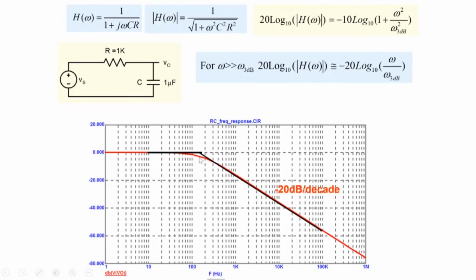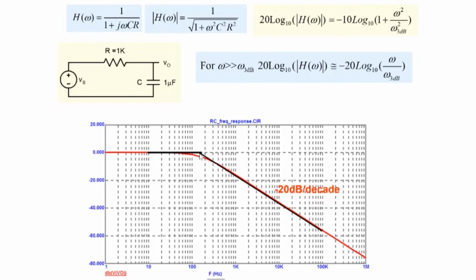Okay, and so the 3 dB point tells us the transition point, the frequency beyond which the signal starts to get severely attenuated. At the 3 dB point, the signal is 3 dBs smaller. In terms of amplitude, the signal is 1 over square root 2. In terms of power, the signal is half at the 3 dB point.